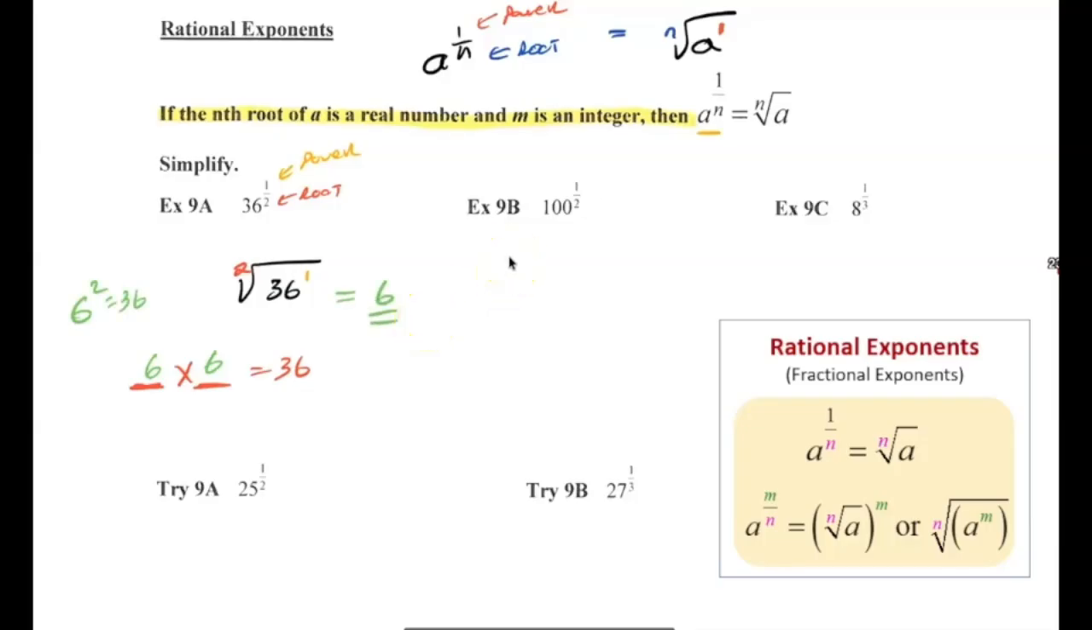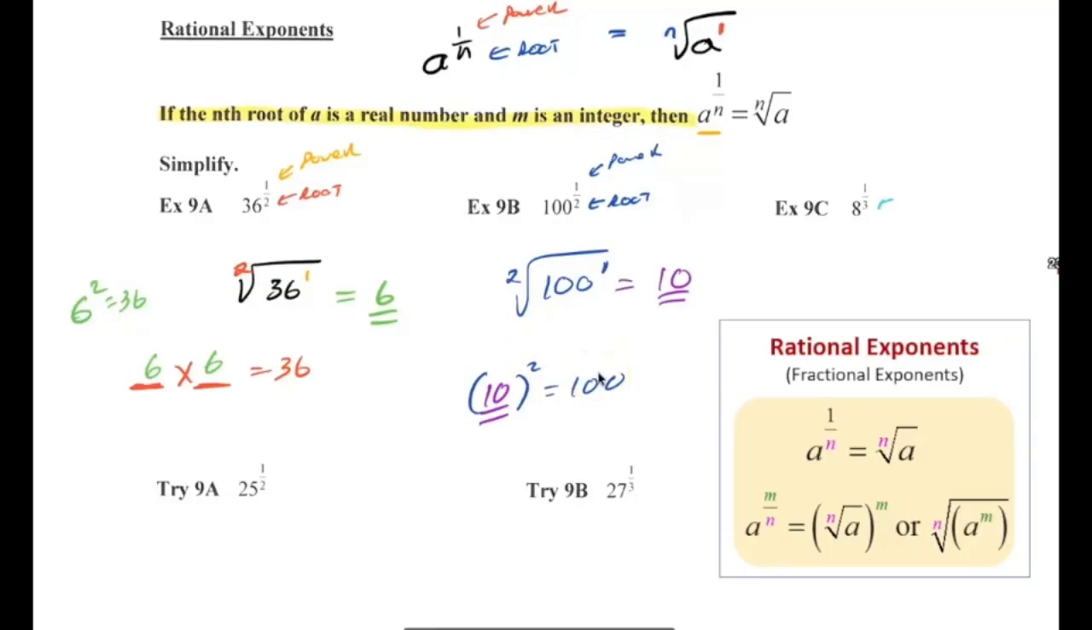Same thing with the next one. That's the root. That's the one that changes. The power never moves. This is the power. So it's going to be 100. I do square root, power of 1. This would be 2. You're basically asking yourself, what squared equals 100 is the idea here. The number squared equals 100? 10. So the answer to this one is 10.